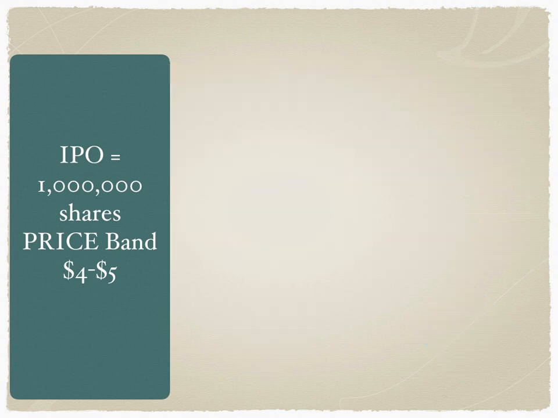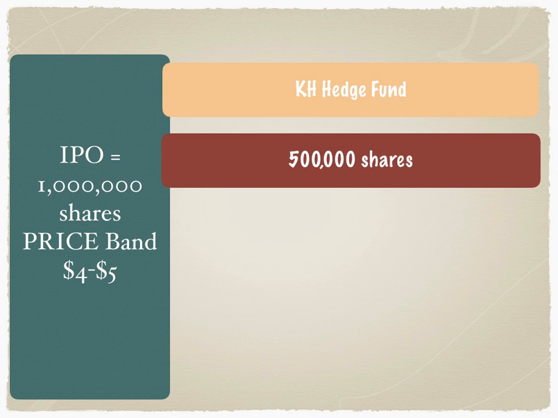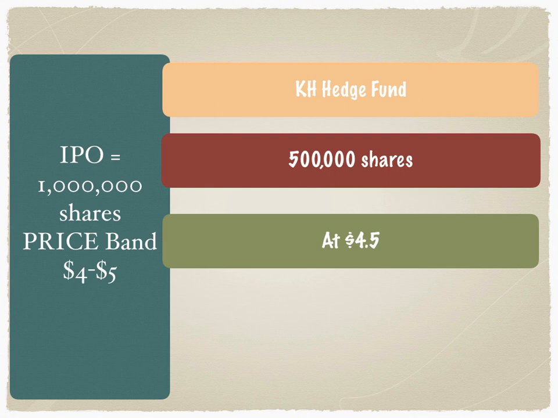And now let's see who's the next investor. The data parameters remain the same, and it's KH Hedge Fund. Okay, another favorite of mine, which applies for 500,000 shares. Okay, KH Hedge Fund has applied for 500,000 shares at $4.50. Is this a valid price? Yes, it's a valid price because it's within the price band of $4 to $5.